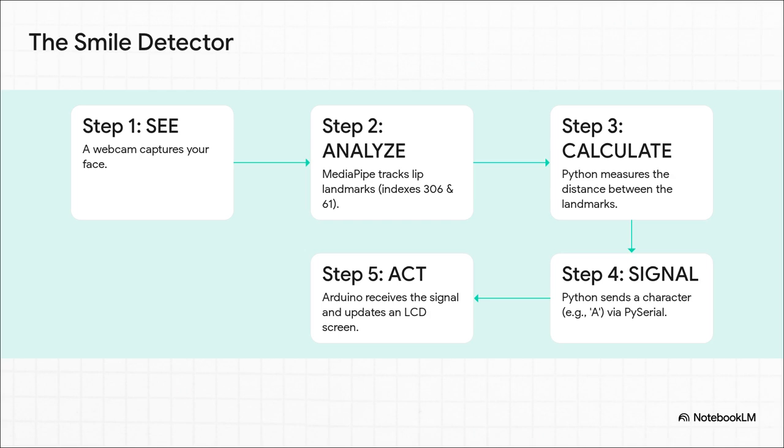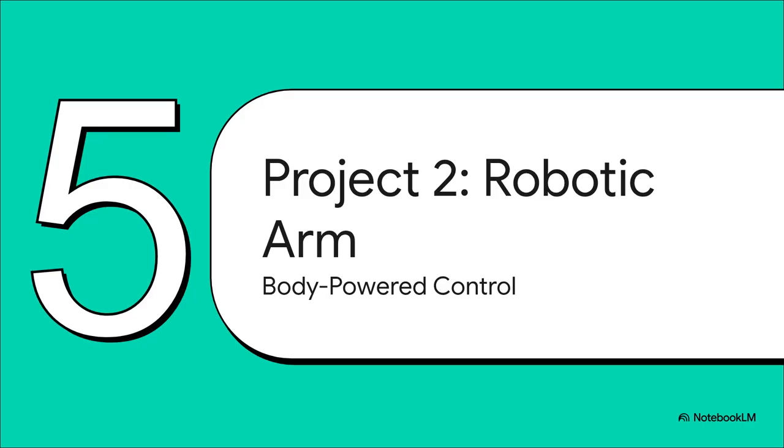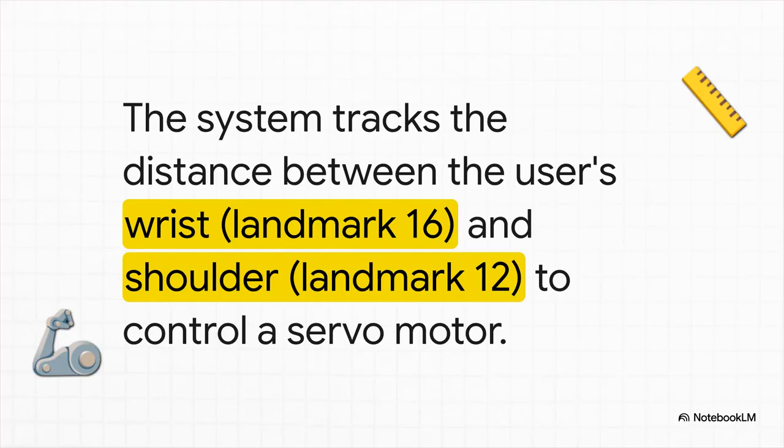It's that simple. Okay, a message on a screen is one thing. That's pretty cool. But what about controlling actual physical movement? Let's level up and see how these same principles can control a robotic arm. This time, instead of looking at your face, the system is tracking the position of your wrist and your shoulder. The distance between those 2 points on your own arm is what's going to control a physical motor.